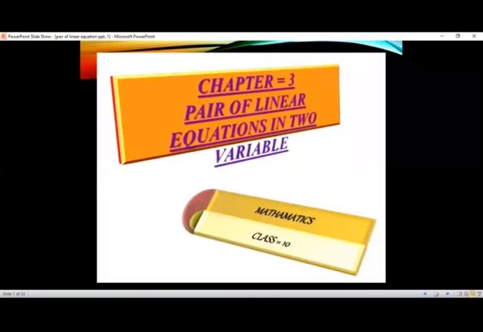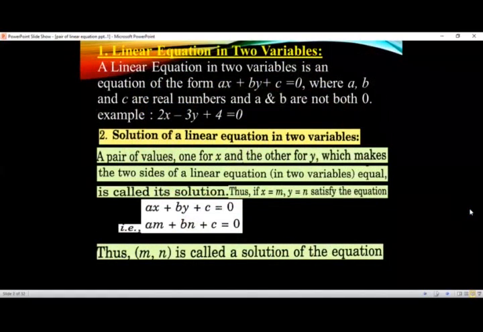Hello everyone, now we'll study chapter 3 of NCERT, pair of linear equations in two variables. But before starting this chapter, let us recall what we have learned in class 9.